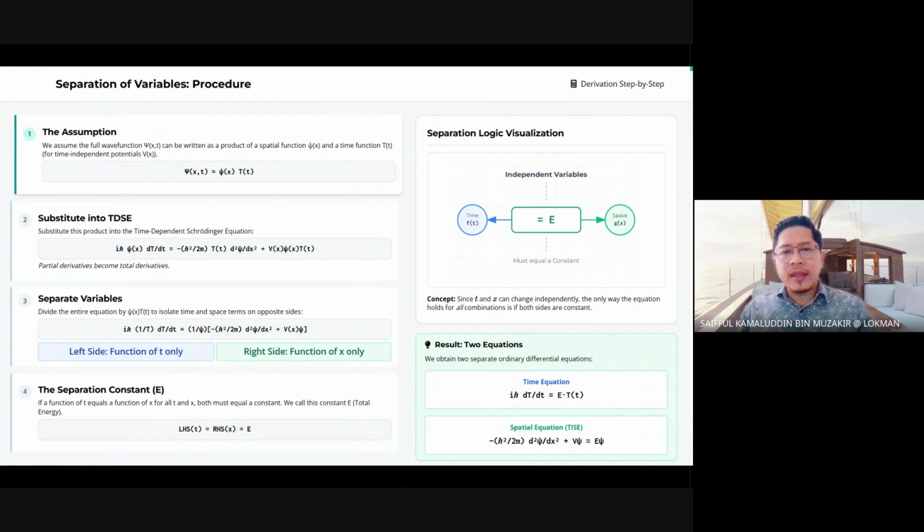We assume that the full wave function can be written as a product of a space-dependent part and a time-dependent part. Remember, in TISE, we have a space-dependent part and a time-dependent part. This may look like a mathematical trick, but it is actually a very powerful physical simplification. Remember, I don't ask you to memorize this. The computer will do this. We just need to understand why the derivation is like that.